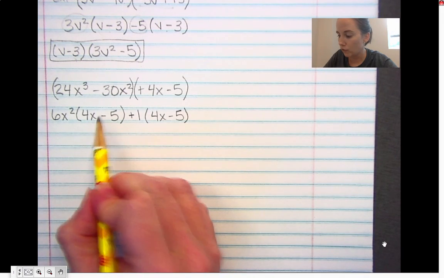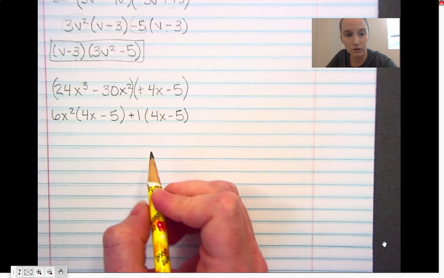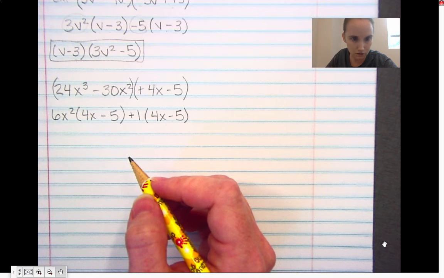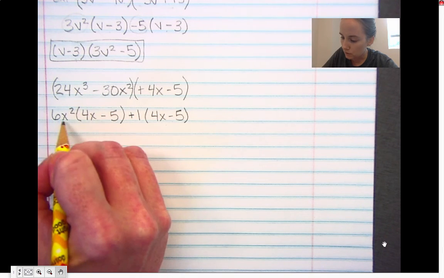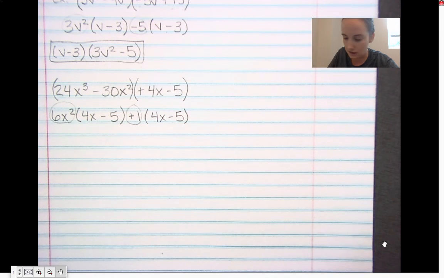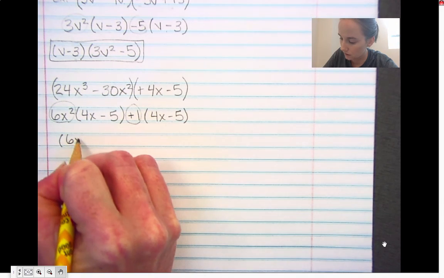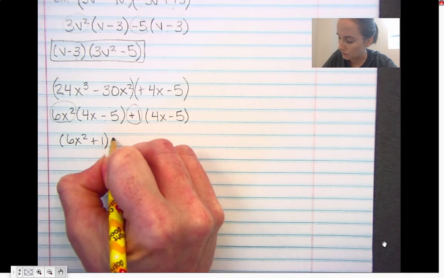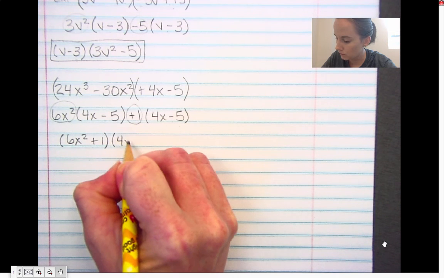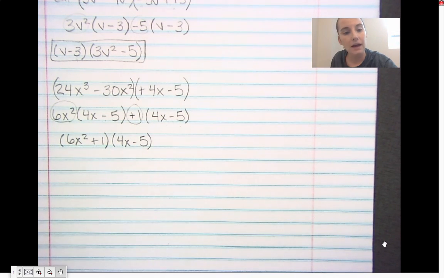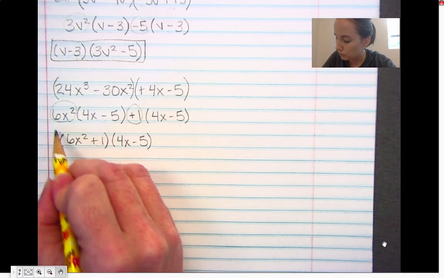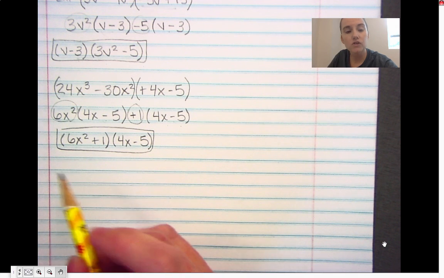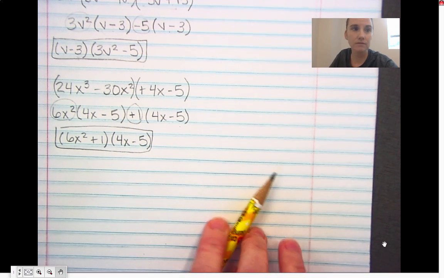Now notice again, 4x minus 5 is the common factor. This time I'm going to write it differently just to show you that it's okay to do it either way. So the numbers out in front go in one binomial, 6x squared plus 1, and the GCF will go as your second binomial. And that's it. You have factored by grouping. Again, if you want to check to make sure that you are correct, just multiply or FOIL this back out.